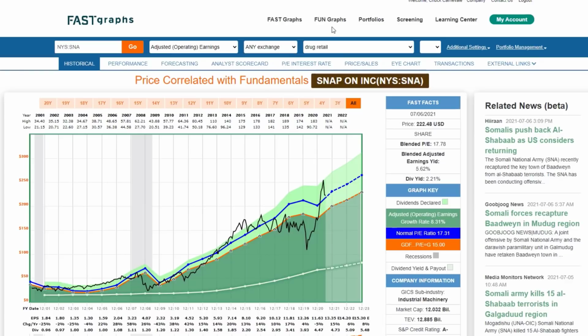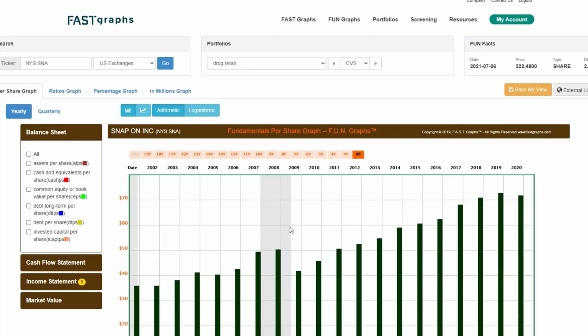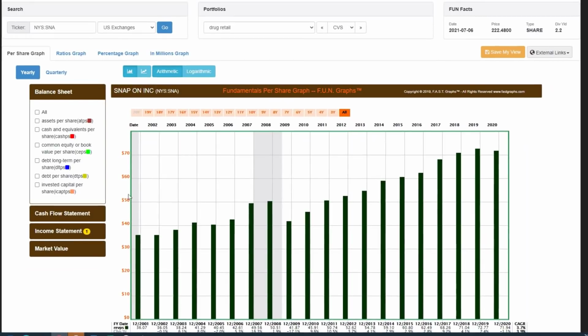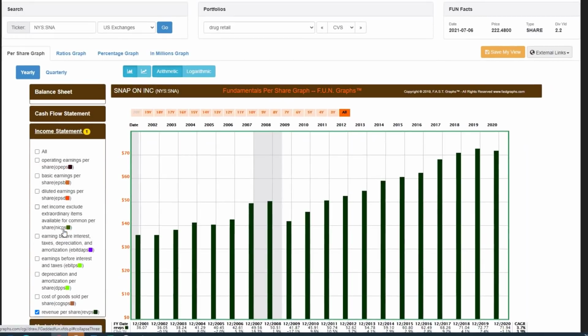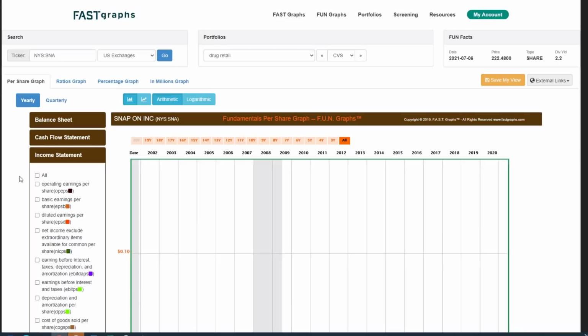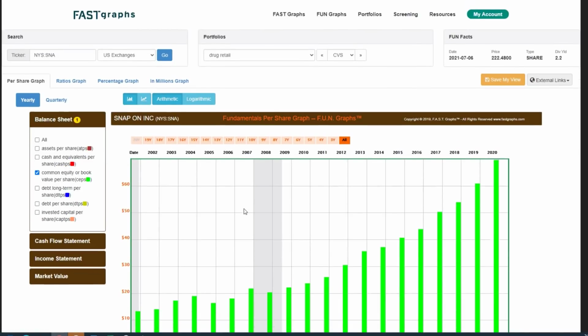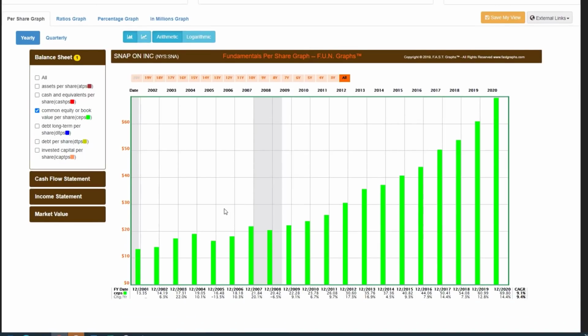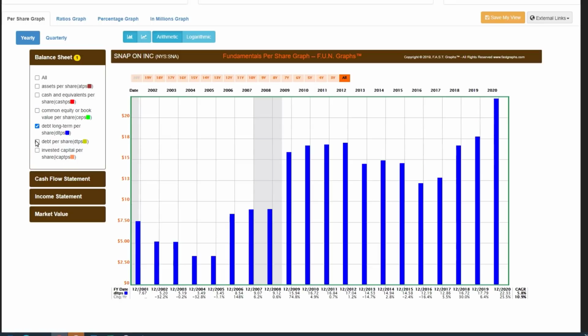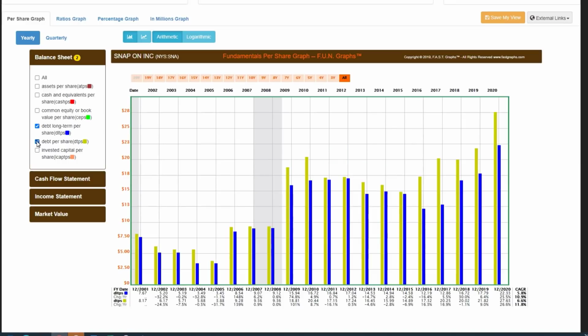So I can go into fund graphs, which is our acronym for fundamentals analyzing numbers, and I can look at things like the balance sheet. First of all, I can look at it on a per share basis, which I'm looking at here. I can look at common equity or book value, which is probably not really that relevant for this company, but it is kind of gratifying to see that the company's book value has consistently increased. I like to look at debt, long-term, and then debt total. And I like to see that most of their debt is long-term, and keep in mind their levels are actually low.